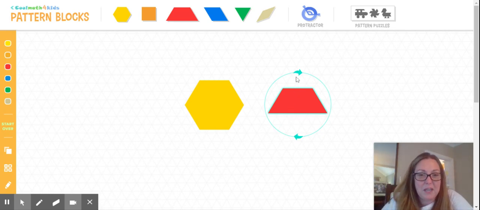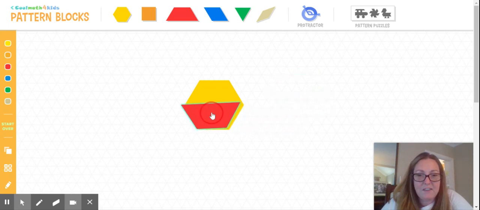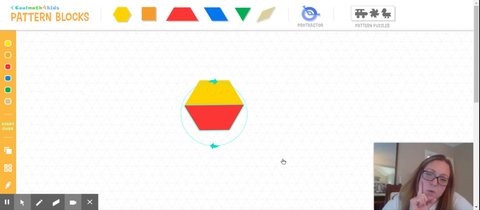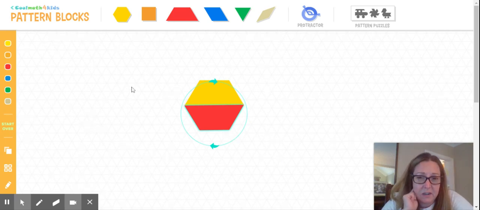Back to the point I was trying to make. I can rotate it by using these arrows like this, okay? And what I was thinking was, I'm going to have to get it rotated just right to show you, but if I put it here, I think that did it. It looks pretty close: the red trapezoid is 1/2 of the yellow hexagon.